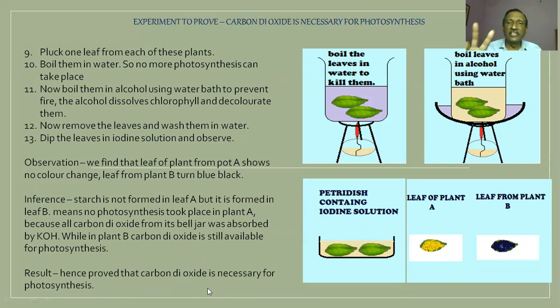Okay, so 2 experiments we have done. Experiment 1 proves that light is necessary for photosynthesis. Experiment 2 proves that carbon dioxide is necessary for photosynthesis. I think it is very clear to you because I have explained step by step with illustrations. To make these illustrations it took a full day, and to explain it hardly takes 5 minutes. Okay, let us see the third experiment.